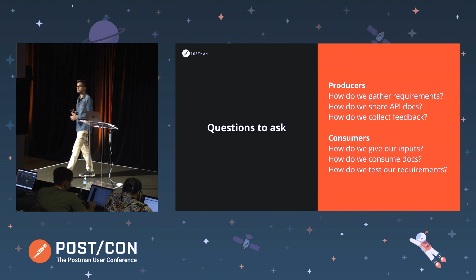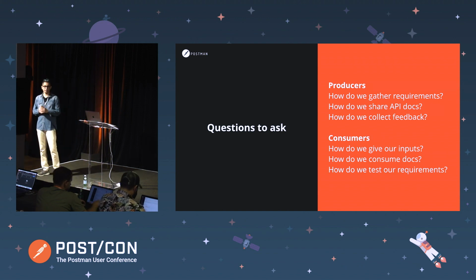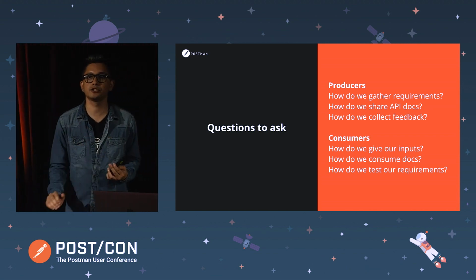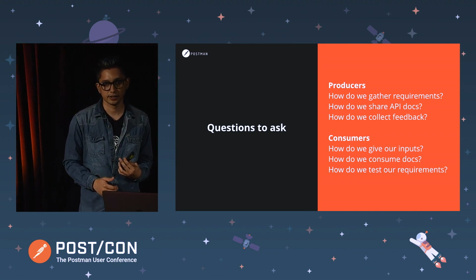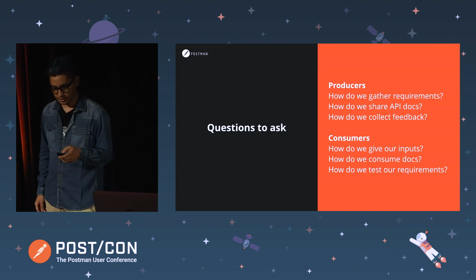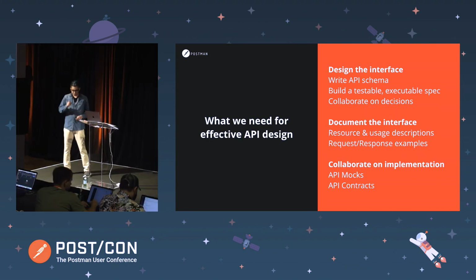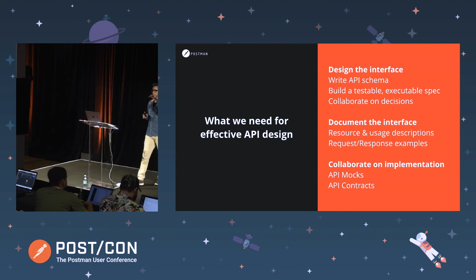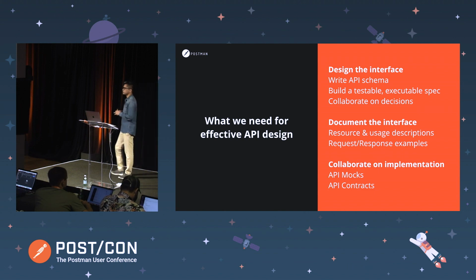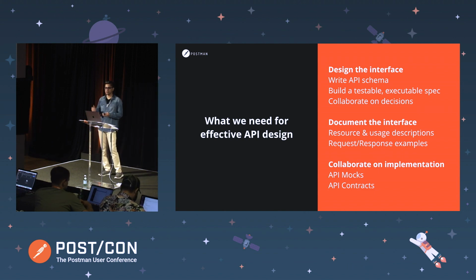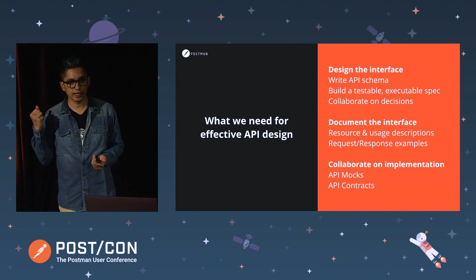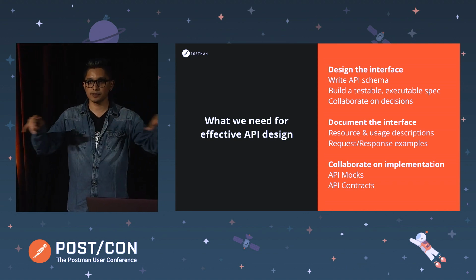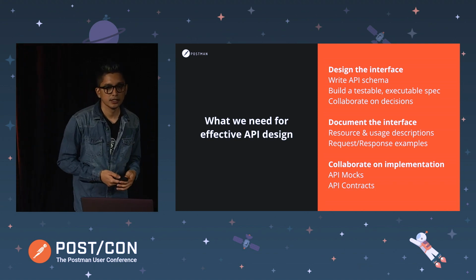But the third point, and the most important, is how do we test our requirements? That is, I have given you a set of requirements. You have told me that you have done it, but how can I be sure of it from a consumer's perspective? So we'll look a bit into that part as well. Now, again, at a very high level, there are three things that you need to be very clear about when you are doing some sort of API design. First, the interface, then as in designing it, then the documentation, and the third is collaboration. So mostly we'll focus around these three themes today.